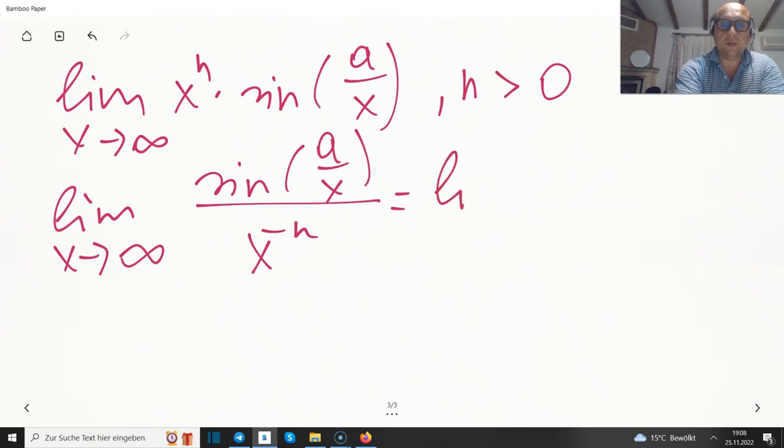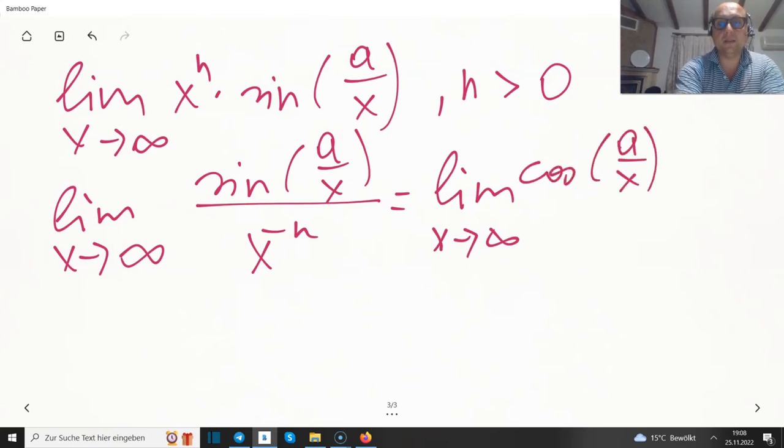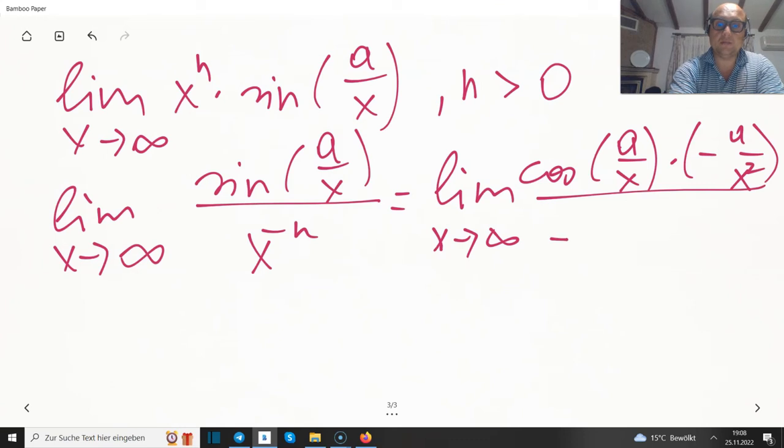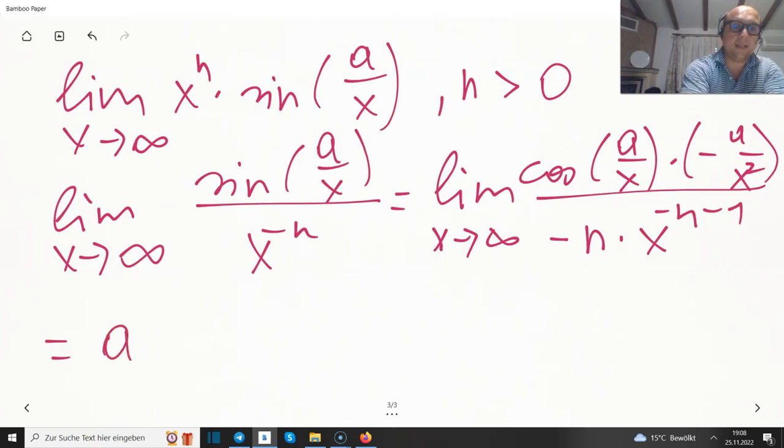So what is the first derivative we are going to get here? Once again, it's the cosine of a divided by x times minus a divided by x squared. It's not changing. Here we got some change. It's minus n times x to the power of minus n minus 1. Let's rewrite it. So minus and minus is gone. I can take a outside of the limit, so it's still limit as x goes towards infinity. A divided by n I can take, right?